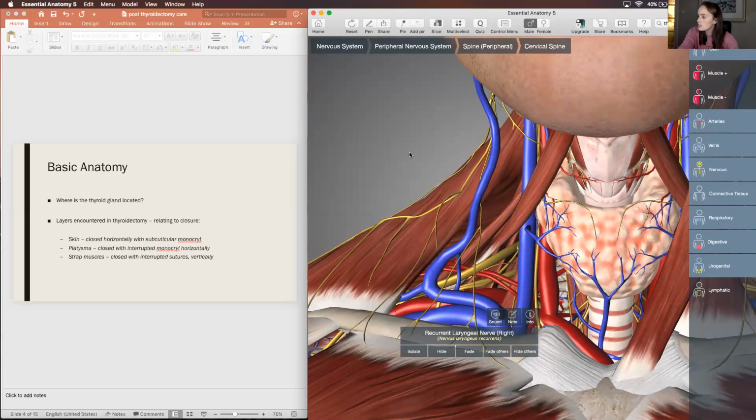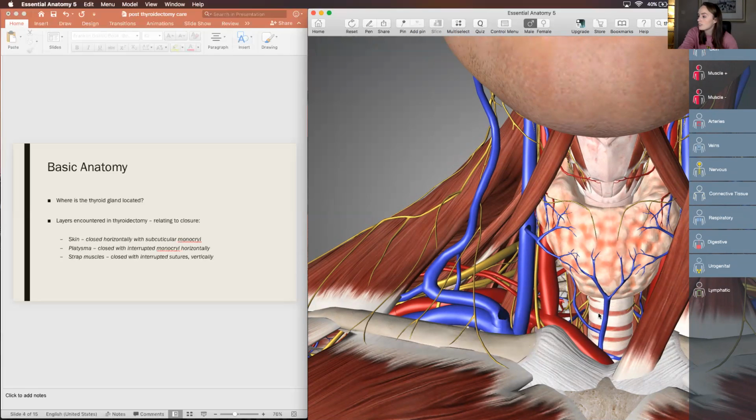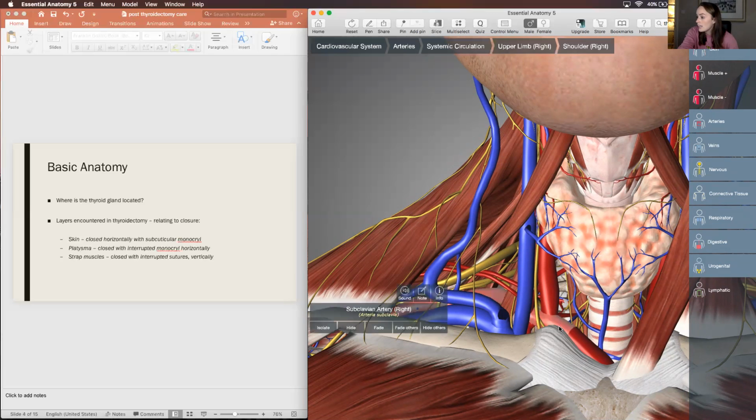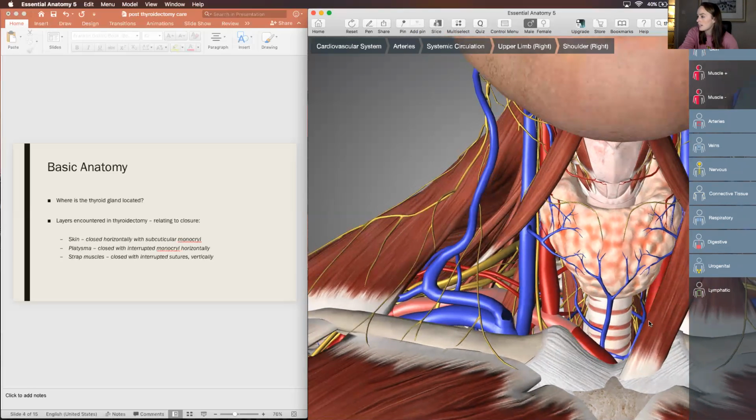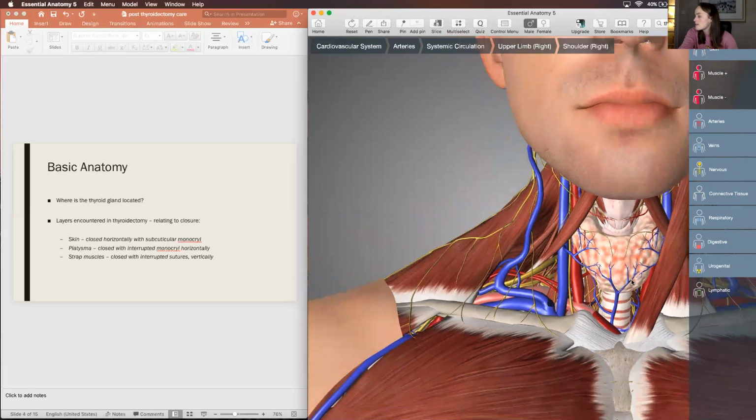Now, it's difficult to show you the course of the recurrent laryngeal nerve because on the right-hand side, as you can just about see, it hooks under the subclavian artery, but on the left-hand side, it hooks under the arch of the aorta. That's why it gets the name recurrent.